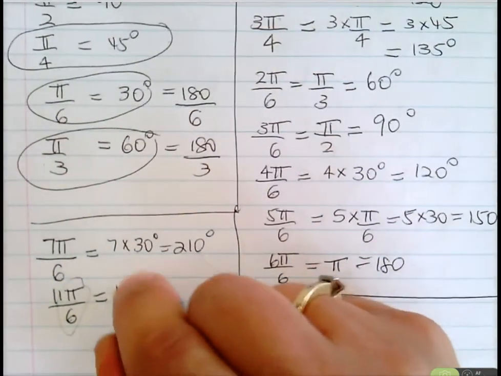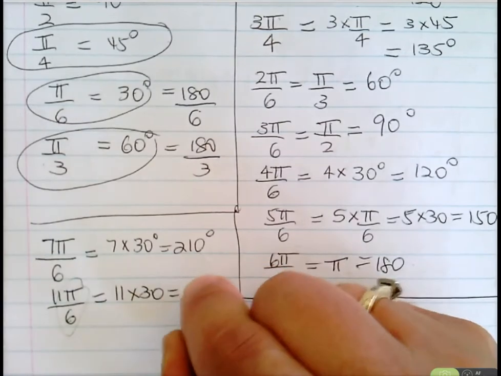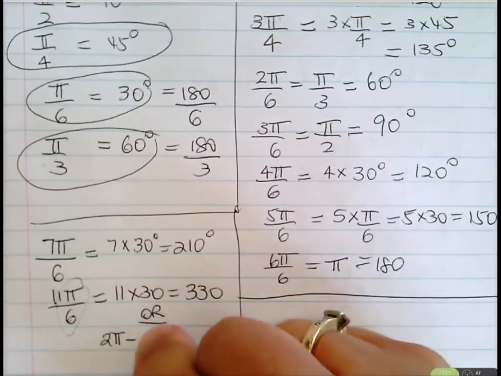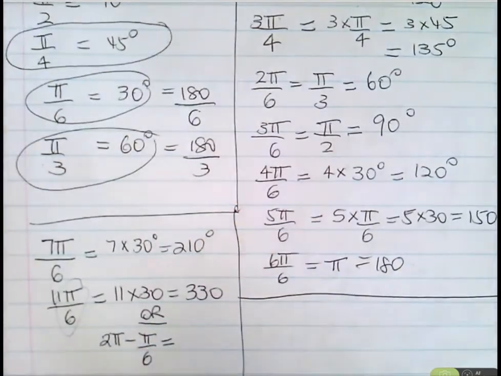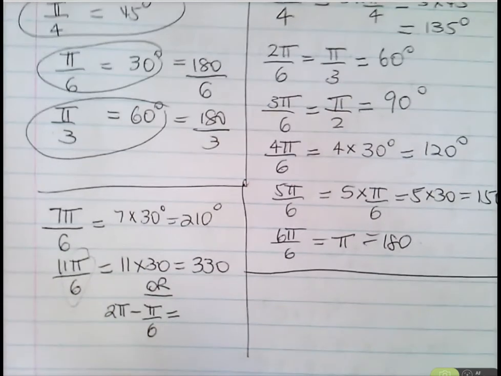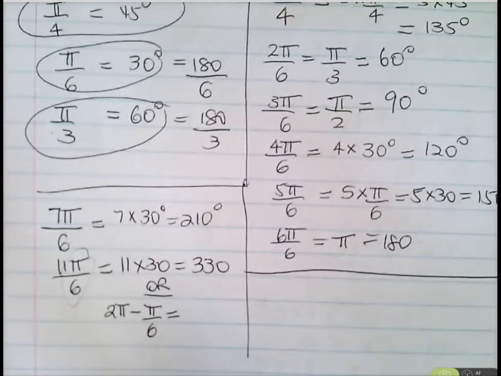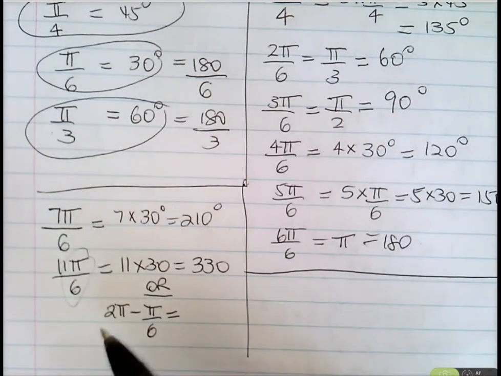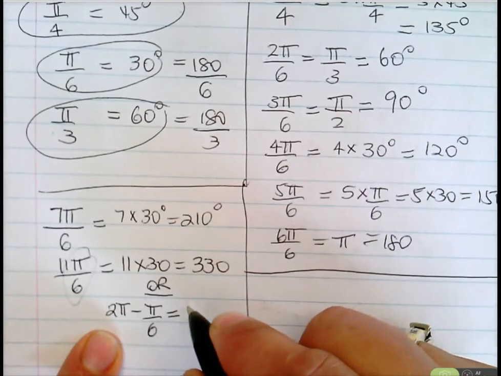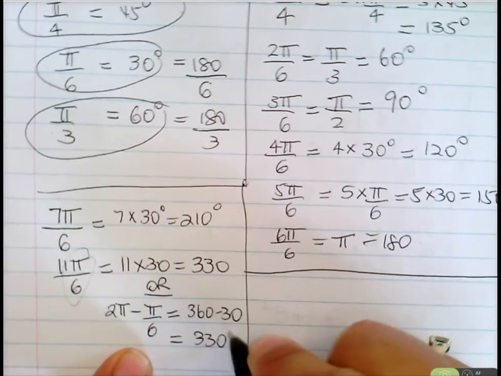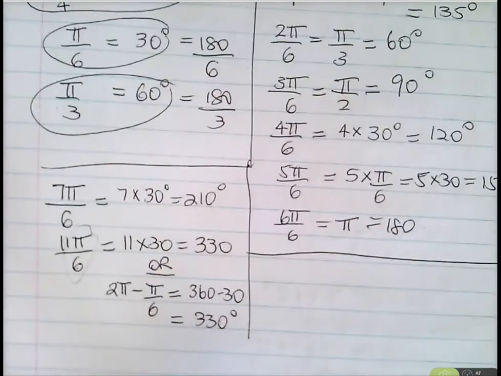Here you can do it two ways. You can go 11 lots of 30 is 330, or you can go it's 2 pi minus pi on 6. Do you get that? 11 on 6, the fraction, is 1 5/6, which is 2 minus 1/6. So it's really 360 minus 30, 330. So these are ways you can do these in your head.